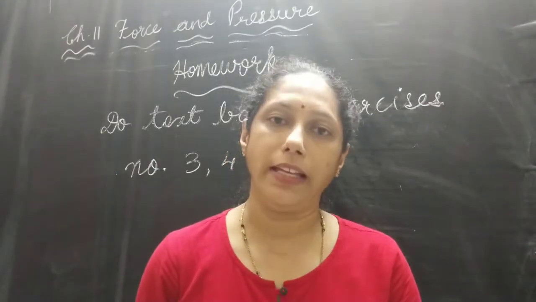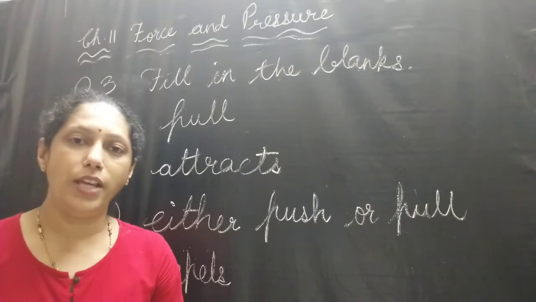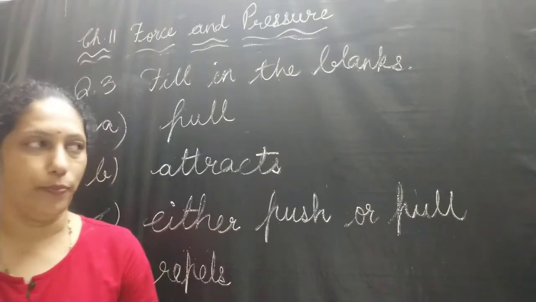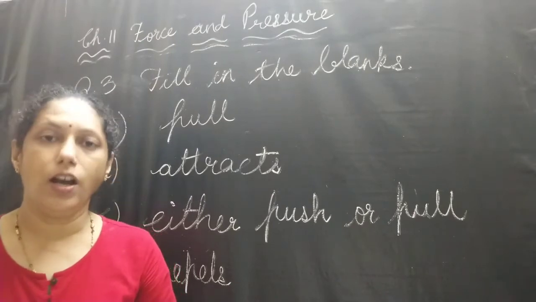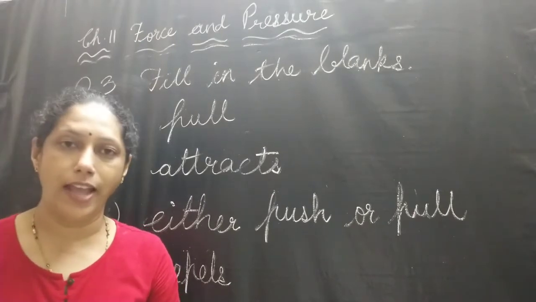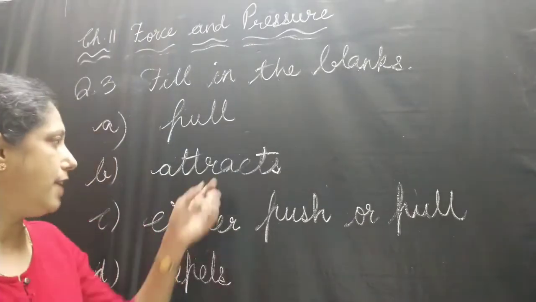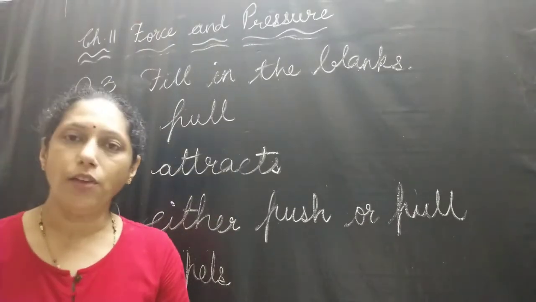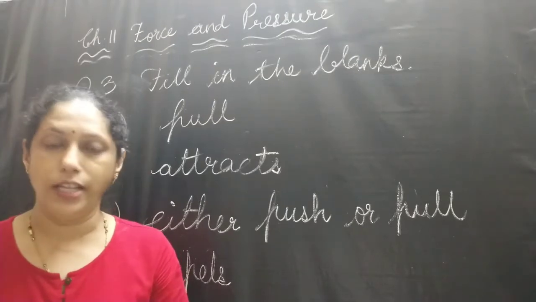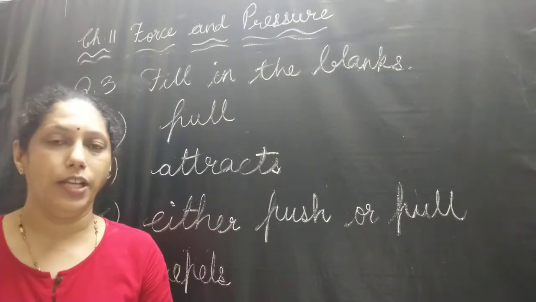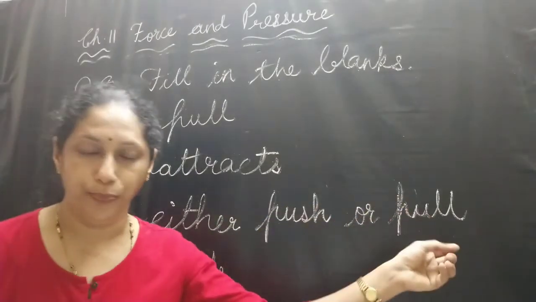The first fill in the blank is, to draw water from the well, we have to dash the rope. The answer is pull. The second fill in the blank is, a charged body dash an uncharged body towards it. The answer is attracts. The third fill in the blank is, to move a loaded trolley, we have to dash it. The answer is either push or pull.